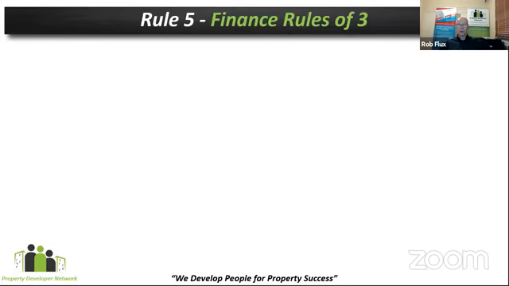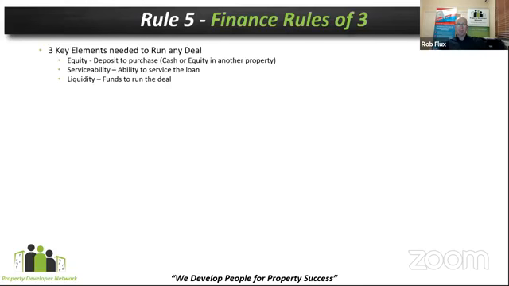Rule number 5, the finance rules of 3. Now, there's actually several rules here. So we're just calling this one rule, but it's the rules of 3. So when we're actually trying to finance our deals, there's a couple of things to remember. There are 3 key elements in running any deal when it comes to the money that was required. We need equity, which is going to be the deposit that we are actually going to use to purchase the property. We need serviceability, which is the ability to service the loan in order to purchase the property. And then we need liquidity, which is the funds to actually run the deal. So we need 3 finance problems that we need to solve in order to purchase any one property.